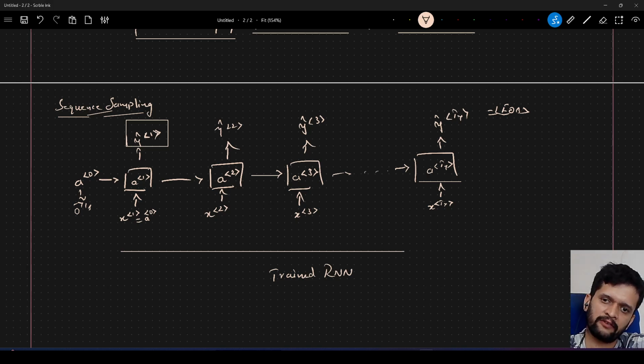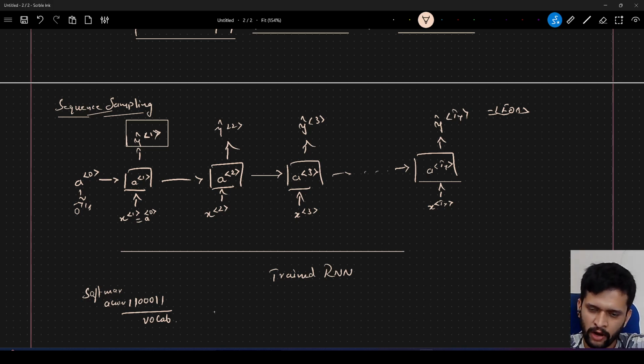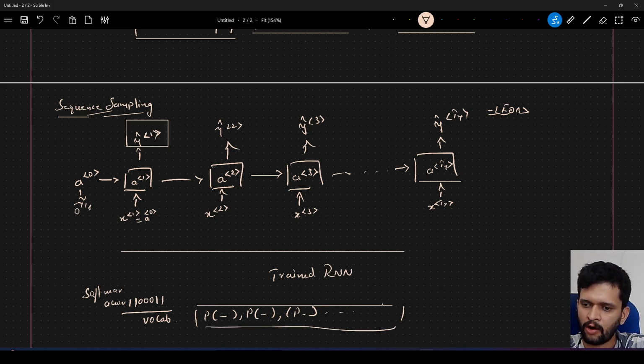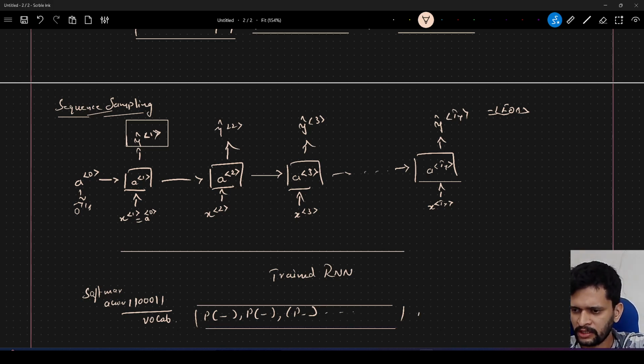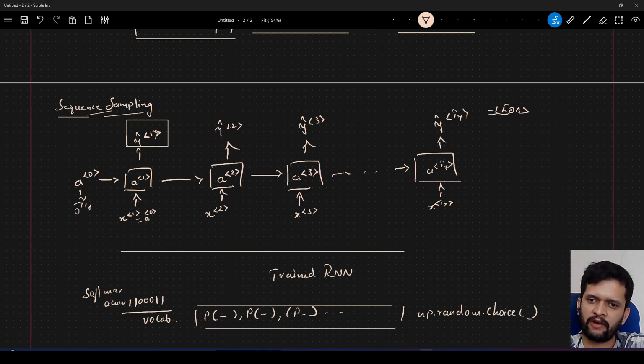So what is this Y hat 1? It will be a softmax across my 1000 word vocabulary. Then I'll have the probabilities for each of the words, something like this for 1000 words. I'll randomly pick some word out of this distribution, maybe using something like np.random.choice, and I'll get some word Y hat 1.